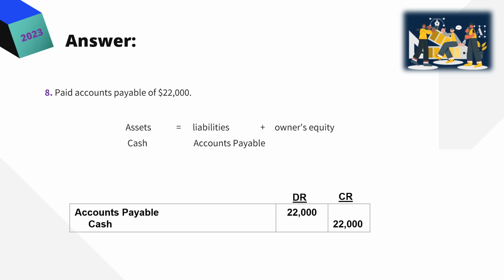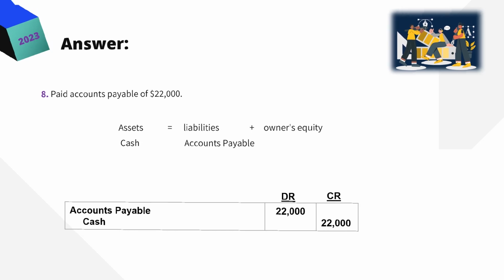But we're paying off a portion of that liability or debt, so we're going to reduce it. That's a debit to accounts payable. You know, it almost seems miraculous sometimes how every one of these transactions, not only are the assets equal to liabilities plus owner's equity, but also the debits equal the credits.